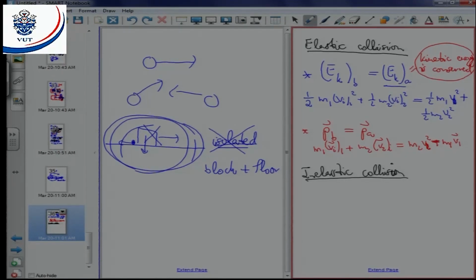So using these two in conjunction, you can then solve the two equations simultaneously to find the final speeds v1 and v2. Okay, so that's an elastic collision. And then what is an inelastic collision? Inelastic collision means the two particles move together after colliding.